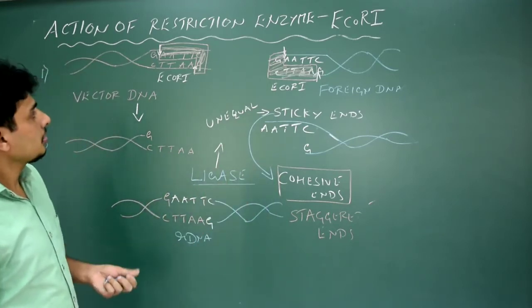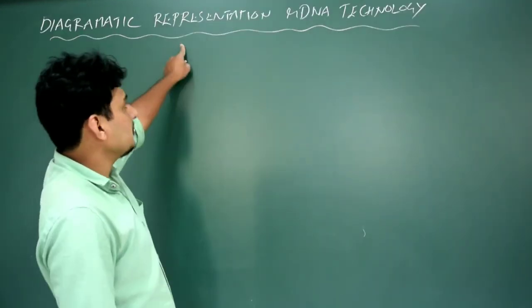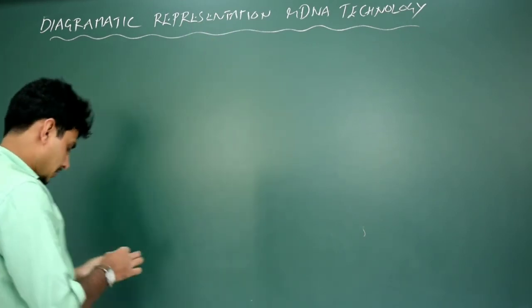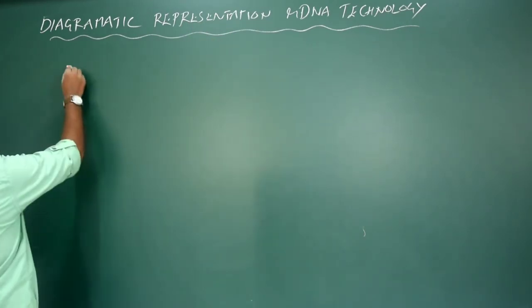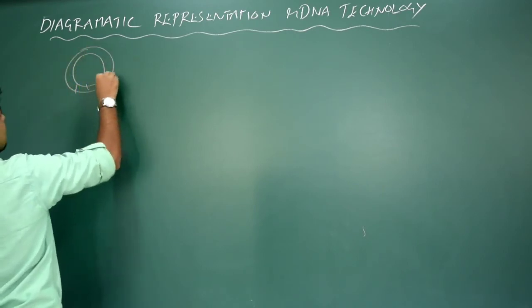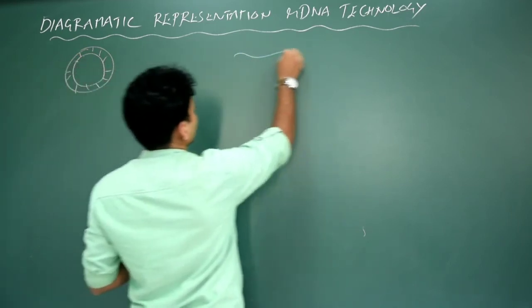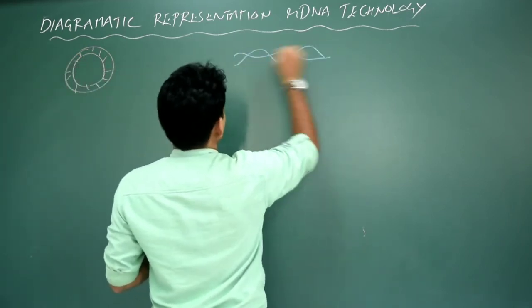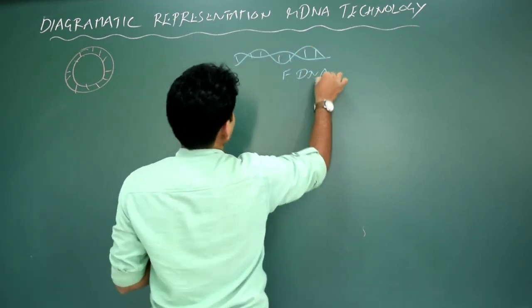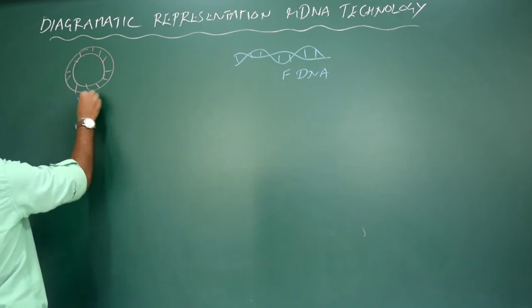Okay, thank you. Now the last schematic representation, the diagrammatic representation of recombinant DNA technology, again very important. Simple, very easy. What we do is we just draw the vector DNA here, and here we draw our gene of interest or foreign DNA. You have to write full FDNA, and this is VDNA or vector DNA.